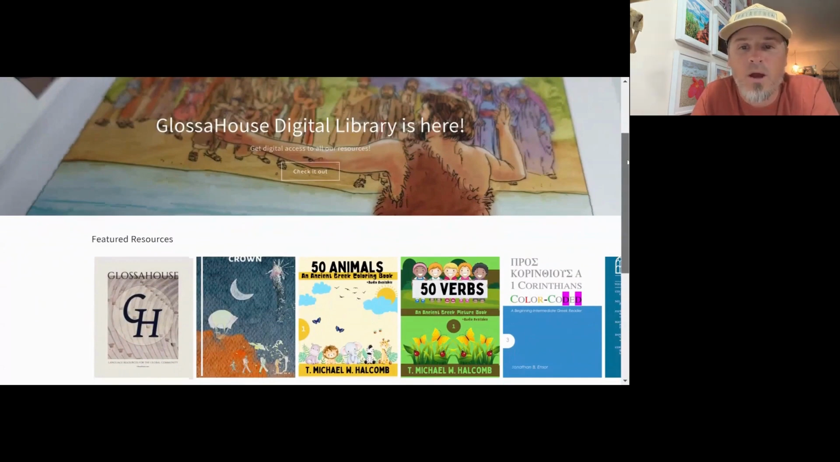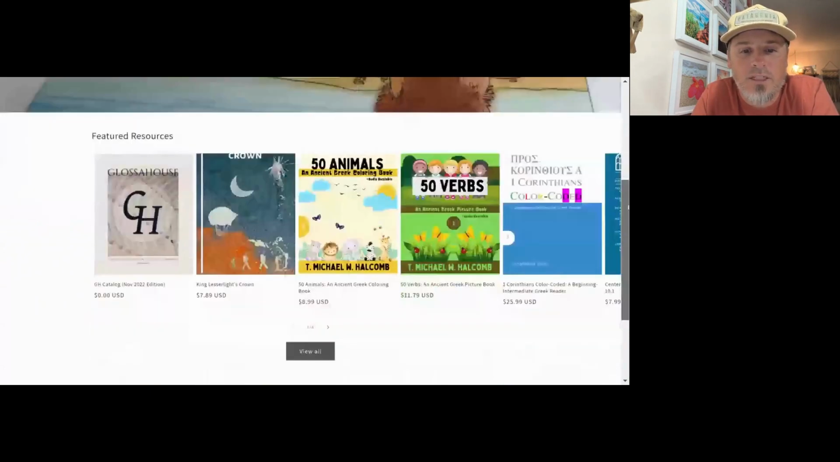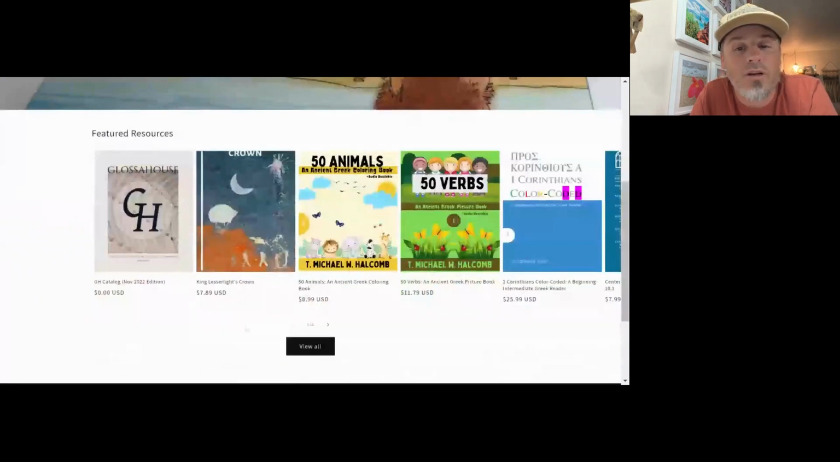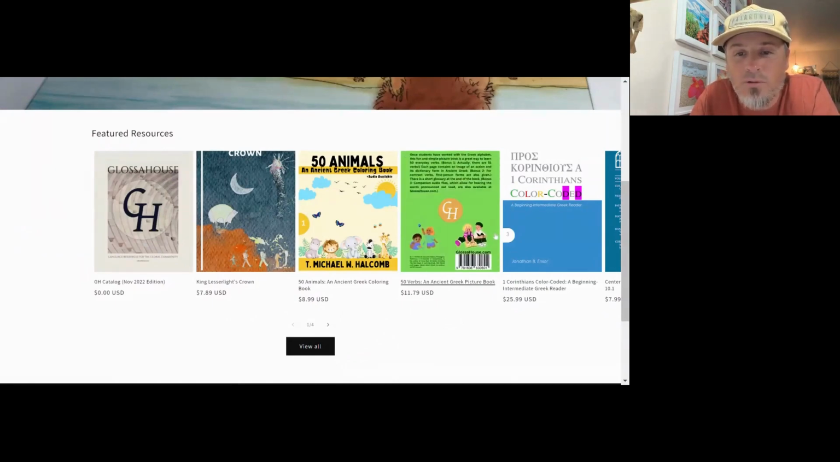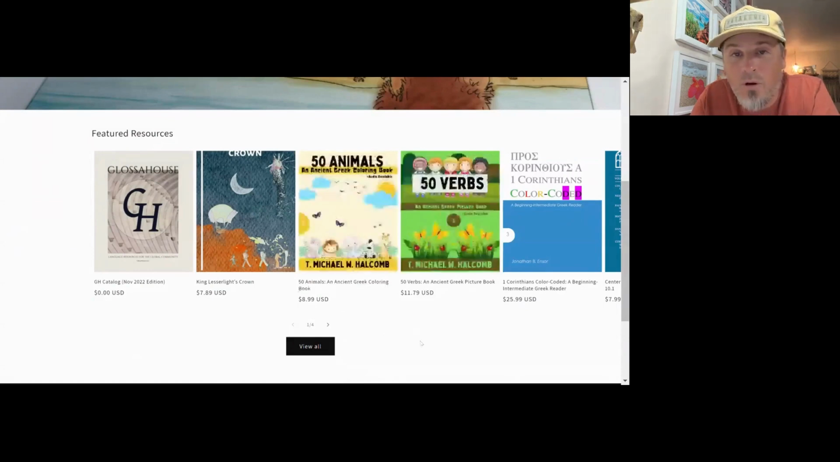But the three things that I'm thinking about are these three books right here: King Lesser Light's Crown, 50 Animals, an Ancient Greek Coloring Book, and 50 Verbs, an Ancient Greek Picture Book. And you can see the prices on these are super low. The 50 Verbs, an Ancient Greek Picture Book, is level one in the Agros curriculum. It's only $11.79. The 50 Animals, Ancient Greek Coloring Book, only $8.99. Now, both of these will have audio available soon, so you can listen to the Greek words as you color, or after you color, before you color, whatever.